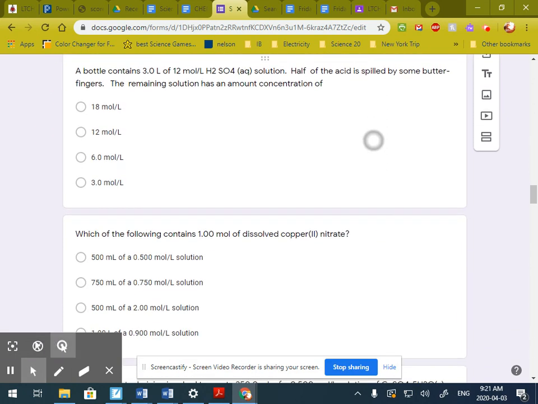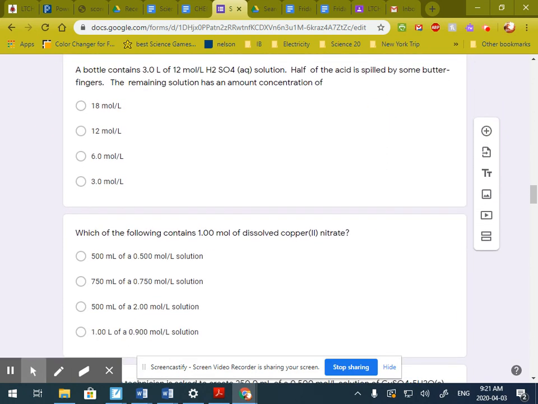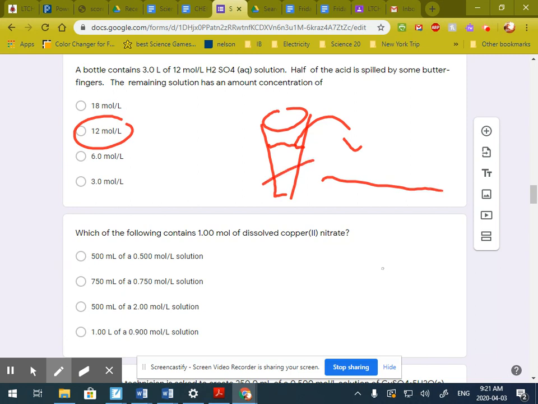A bottle contains 3 moles of 12 mole per liter sulfuric acid. Half of it's spilt. Well, if you spill acid, it has the same concentration. The concentration doesn't change. It's like if you're drinking a nice glass of orange juice and you spill it all over the counter, but there's half left. The taste of the remaining orange juice doesn't change. It's only when we add water that we dilute it.